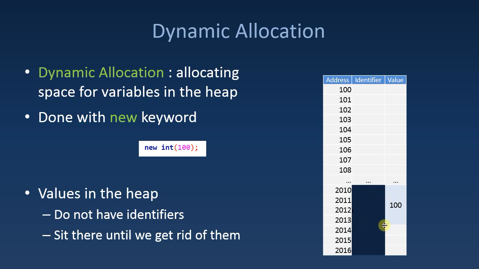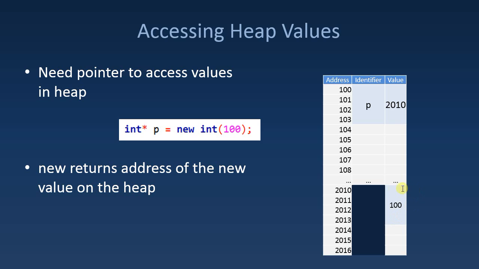Now, values on the heap don't really have identifiers. We can't give them a direct name. So the way we access them is via their address. What new does is, when we call new, it allocates the space and stores the value we want, and then it gives us back the memory address where that piece of information ended up. So new int is going to give us back, hey, I put that information for you at location 2010. So we can store that in a pointer. Initialize p to store that memory address that we got back from new. And then we can use that pointer to go access this piece of memory that's out on the heap.